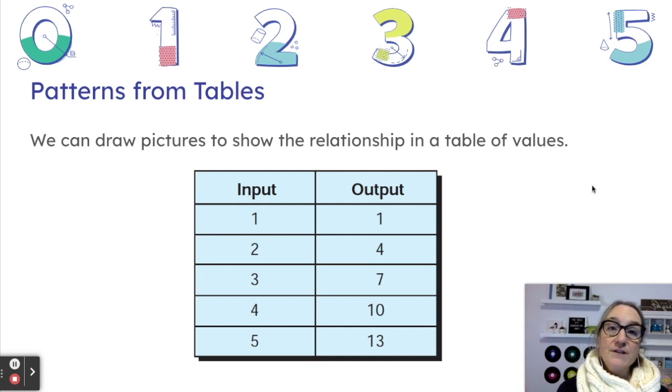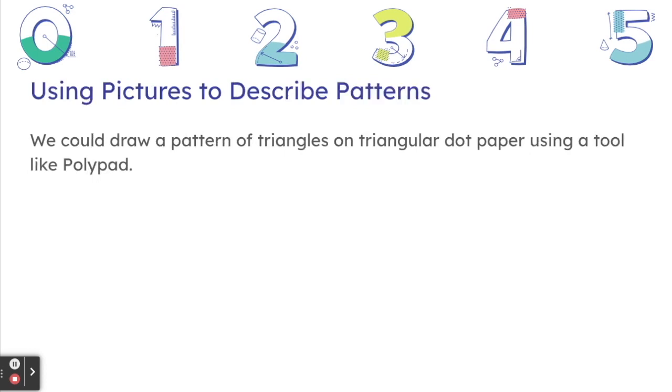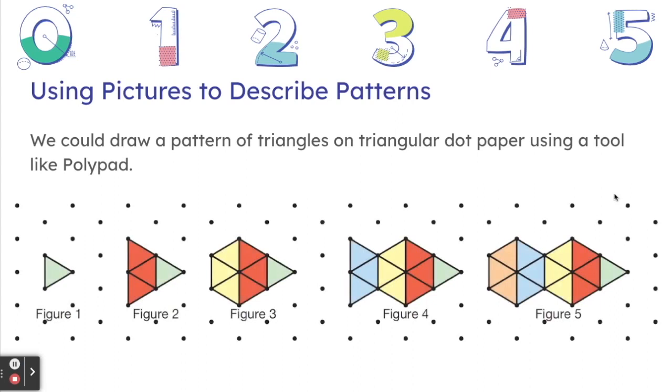We can use pictures to help us show the relationship between the input and output columns in a table of values. So for example, in this table, the input increases by 1 each time, and the output increases by 3 each time. Now let's explore what that might look like if we were to draw a picture to show that relationship. We could draw a pattern of triangles, for example, on triangular dot paper, or we could use a tool like Polypad. It might look something like this.